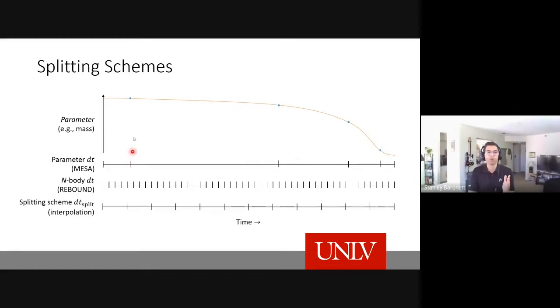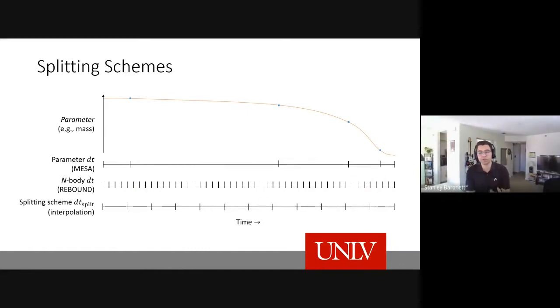And so if you have these points, for example, let's say this is the star's mass, this is some discrete solution that MESA produces, we can use an interpolation scheme to figure out what the value would be in between these two discrete points, and use that to update the information that's in Rebound.